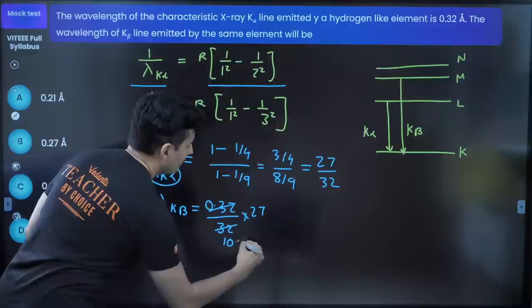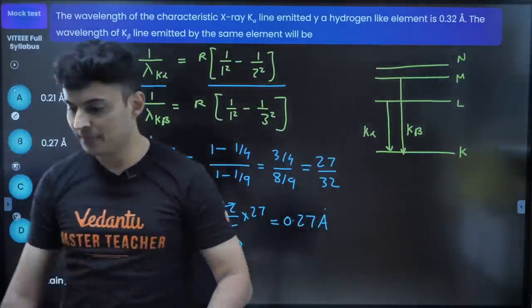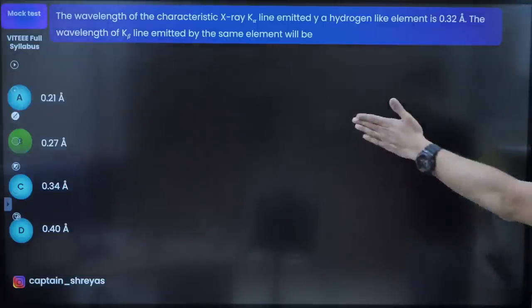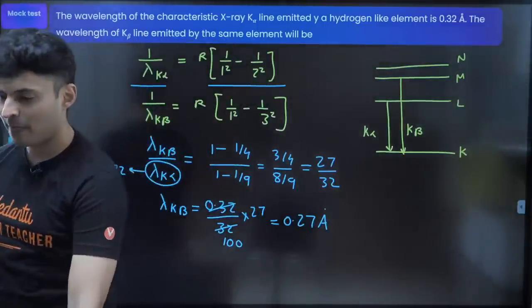This will go 100 times. So this is nothing but 0.27 angstrom. That is the answer. See if this makes sense. Yep, option B, it is there. Option B is there right over here.